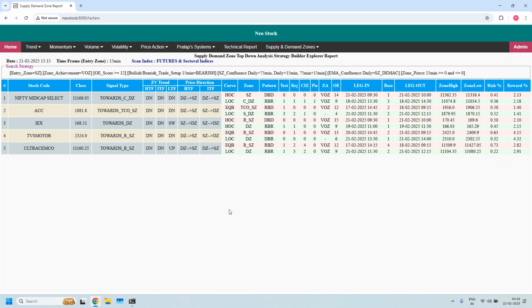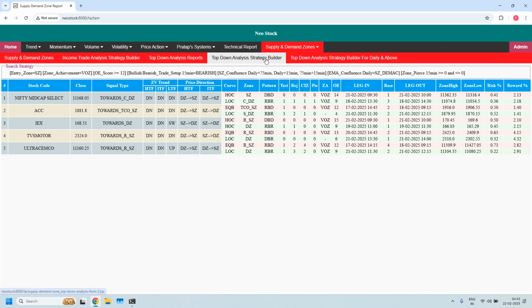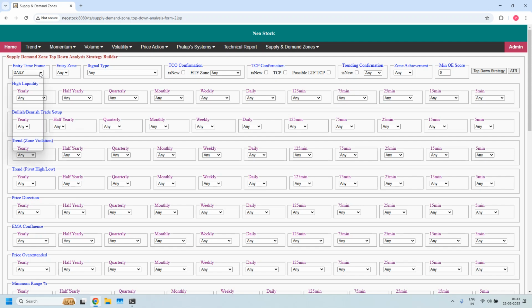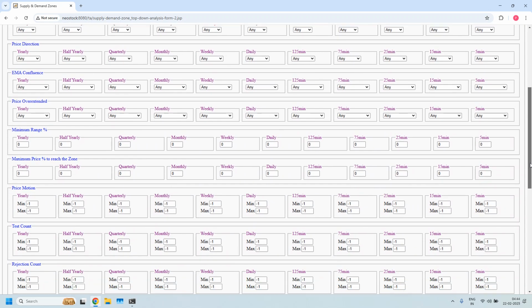Next, we will generate bullish and bearish trade setups for hourly income trade. Bullish trade setup for hourly income trade: entry time frame 5 minutes, entry zone demand zone. In the bullish or bearish trade setup at 5 minutes, I am selecting bullish. Zone achievement VOZ, minimum odd enhance score 12, and the 5 minutes demand zone should not be pierced.